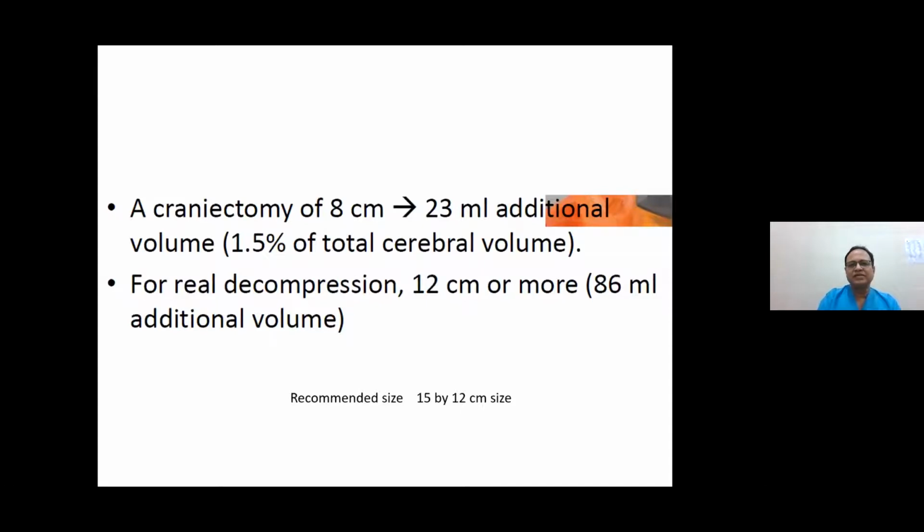So compared to 23, it is 86%. So the minimum recommended size is 12 to 15 centimeter rather than just 8 centimeter. If the size of the craniectomy is less, then one can have cerebral herniation and cause complications.